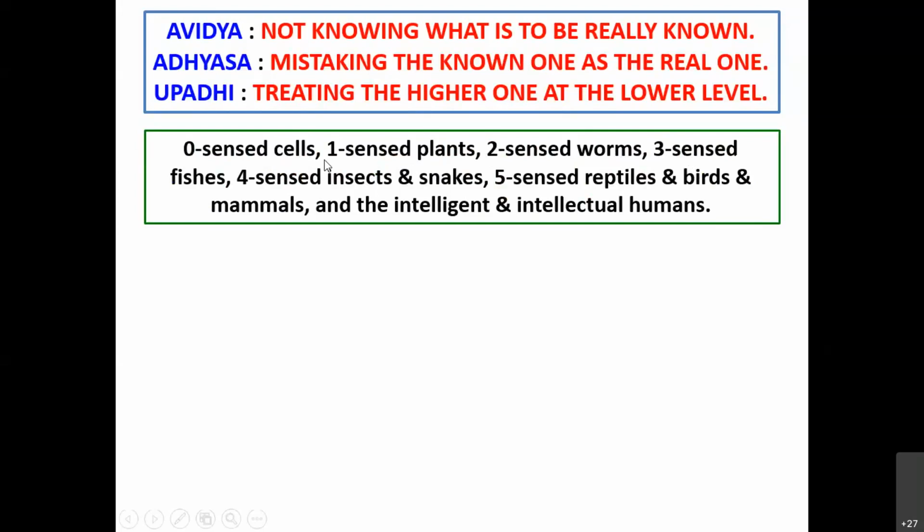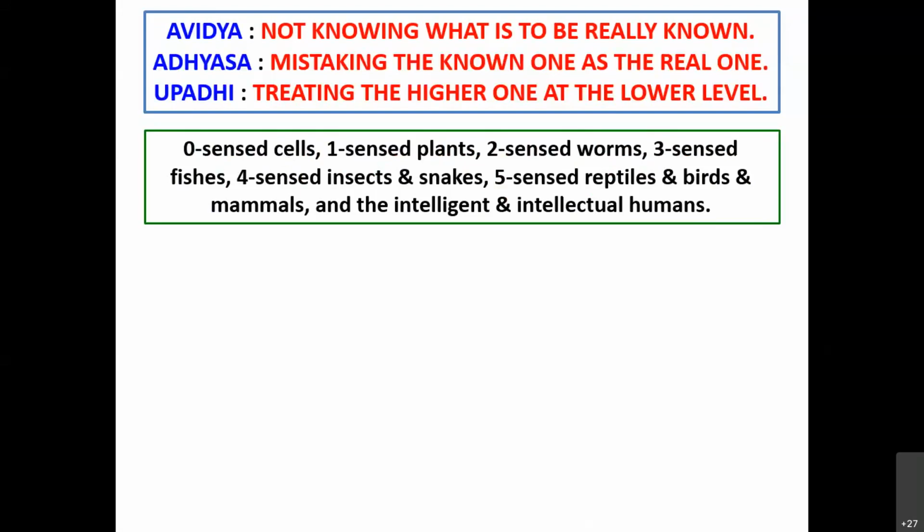But zero sensed, all the red blood cells, white blood cells, amoeba, they all have life within them, but they have no senses. If amoeba is cut into two pieces, it will become two amoeba and it will live. If that two amoeba is cut into another two, it will become four amoeba. It will live, but it does not have any sense. So life is there even with zero sense.